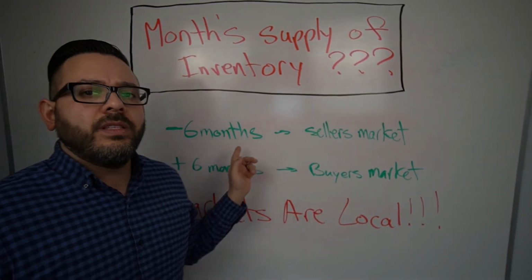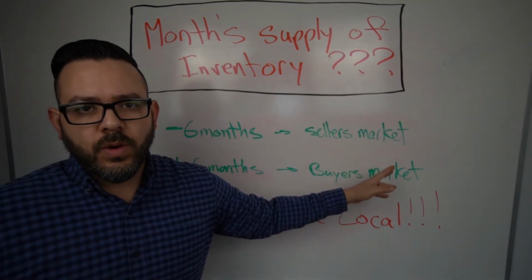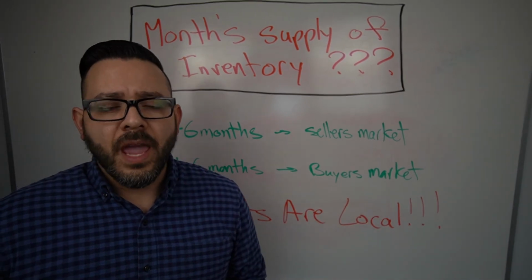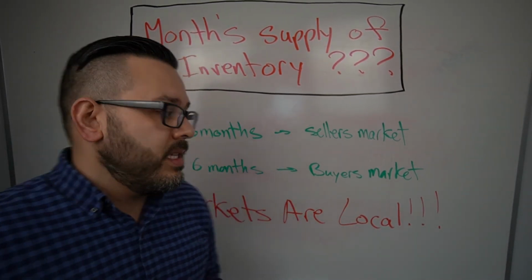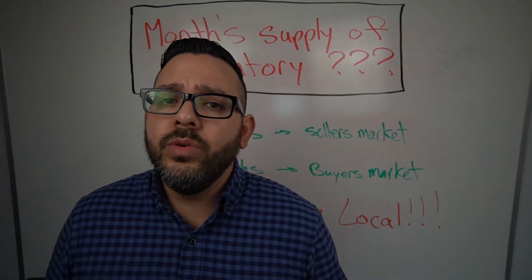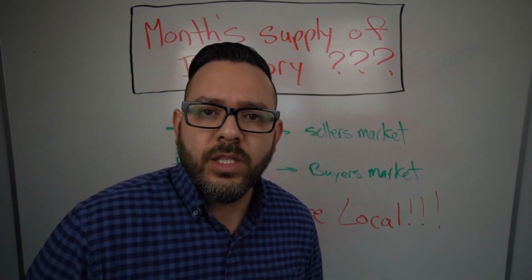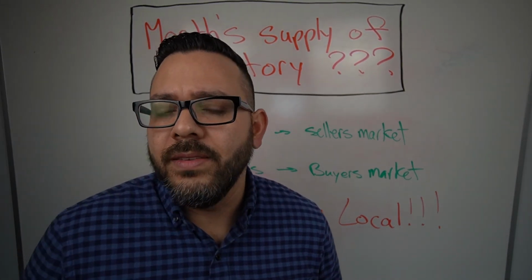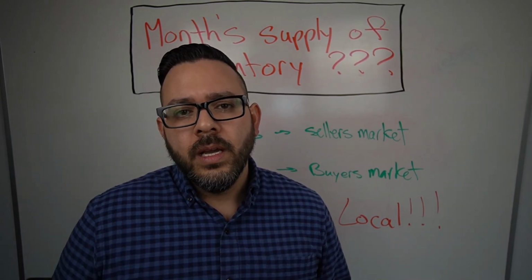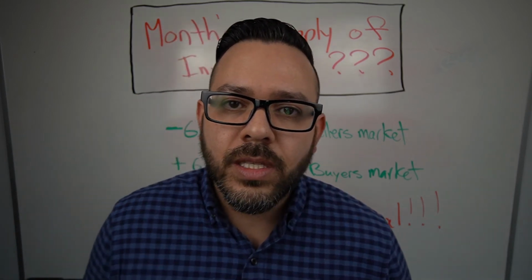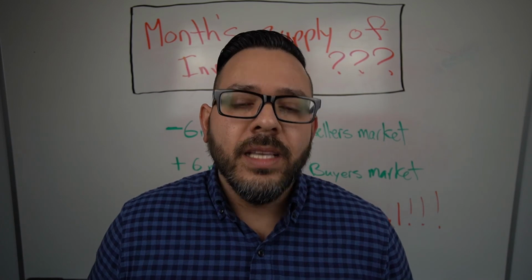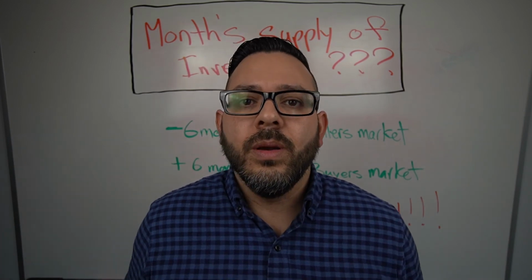Again, minus 6 months of inventory, we're dealing with the seller's market. Plus 6 months of inventory, we're typically dealing with the buyer's market. And the most important thing you need to understand about this is that markets are local. Okay, so just because you may hear in the news that it is a seller's market or a buyer's market, or you may hear about months supply of inventory, that doesn't necessarily mean that that is the case in your local area. And that's why it's important to talk to a licensed agent that can guide you through the process, show you the information about your local city or town, and tell you whether or not you're dealing with a buyer's or seller's market.